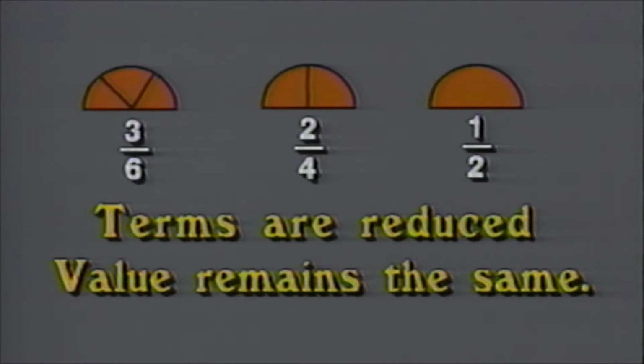Now, let's reduce the fraction 15/60. This can be done many ways. We could divide the numerator and denominator by 5. 15 divided by 5 equals 3. 60 divided by 5 equals 12. So the original fraction, 15/60, equals 3/12.